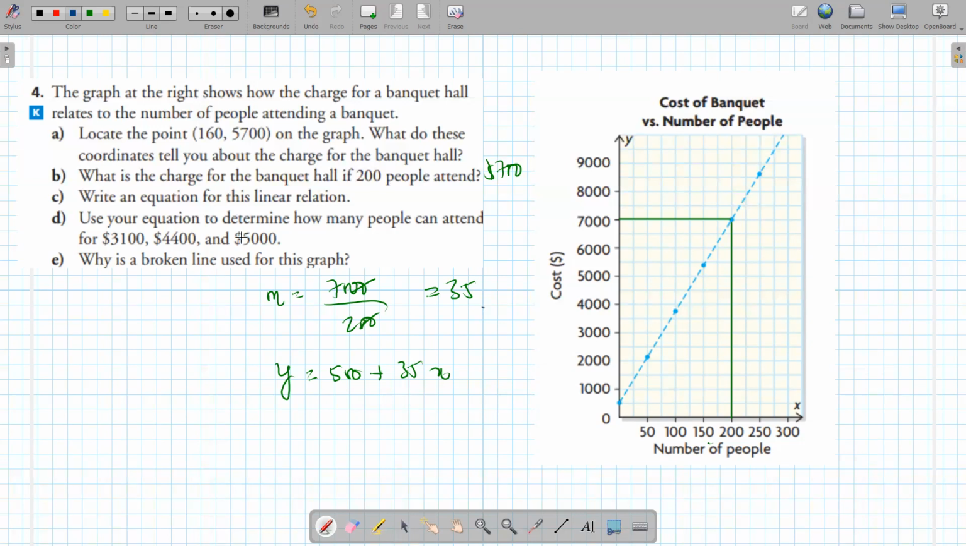Part D, using your equation, determine how many people can attend for this. Again, you just put this as y, solve for x. We're gonna ignore this question. E is more important. Why is a broken line used for this graph?